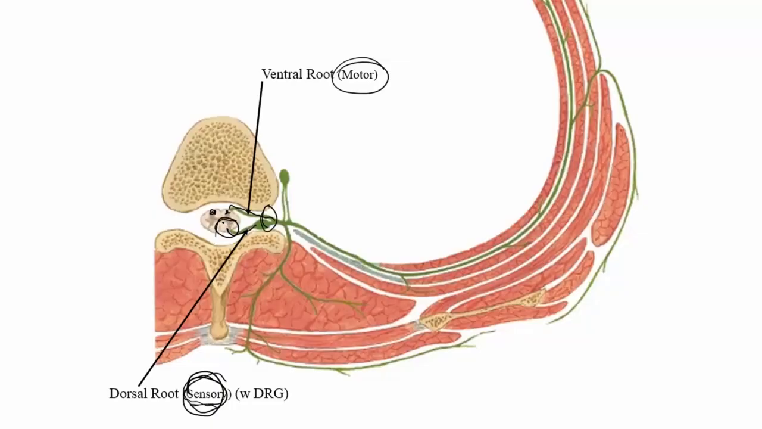So if we touch something hot, that awareness comes back to the spinal cord, gets into the spinal cord, and will actually connect to an interneuron, which will then cause the motor fibers to allow us to pull away from that hot object. So the motor fibers have their cell body in the anterior horn. Again, that's anterior horn of the spinal cord. But the sensory cell bodies are located in a ganglion, in a dorsal root ganglion.